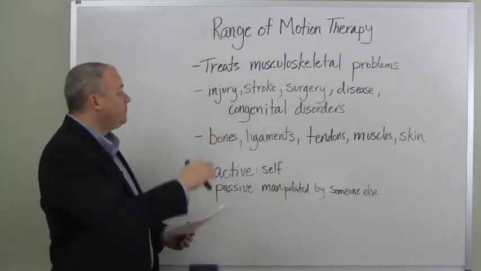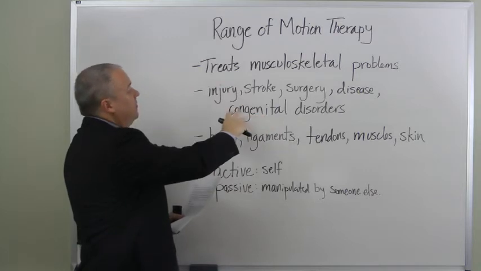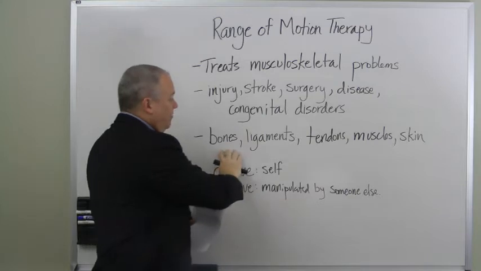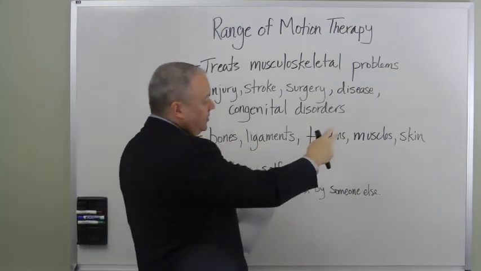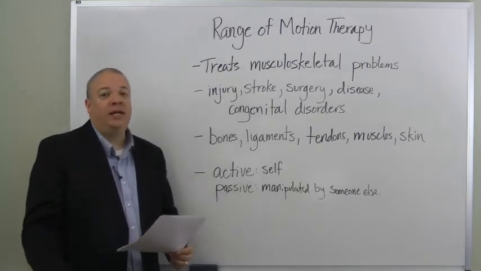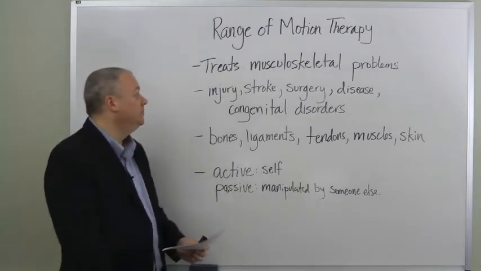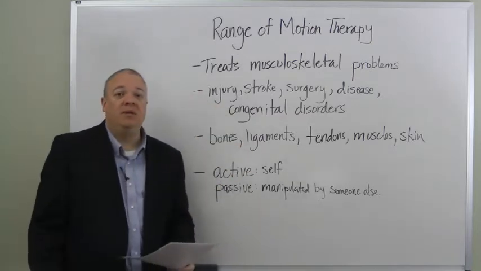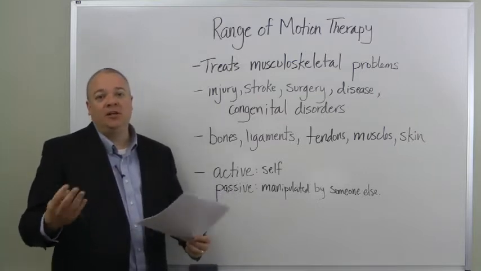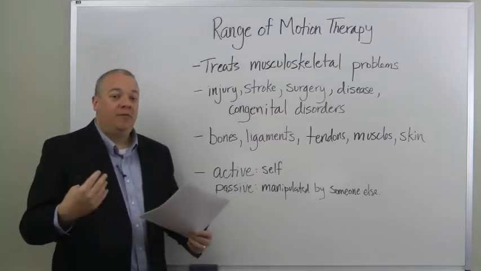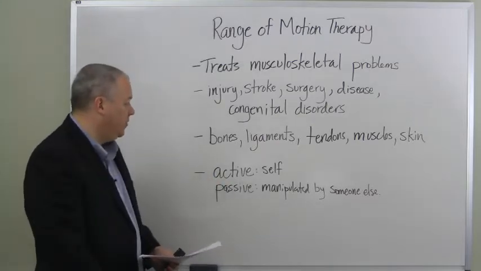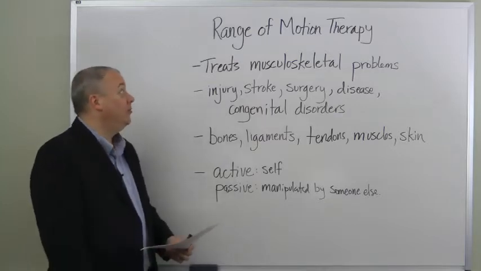And so essentially, for whatever reason, and there's a multitude of different reasons, there's been a restriction in the range of motion, and it's affected the bones, or perhaps the ligaments, the tendons, the muscles, or the skin. Whatever is binding up or preventing the full range of motion, or at least restricting it, range of motion therapy seeks to come in and help increase the range of motion and produce more of what we would consider normal ranges of motion for someone's body. And so there are two types of range of motion therapy: active and passive.